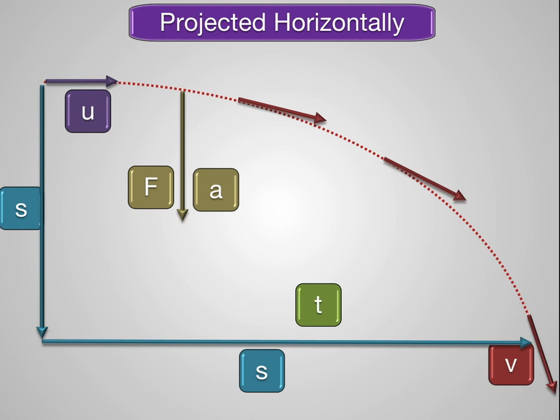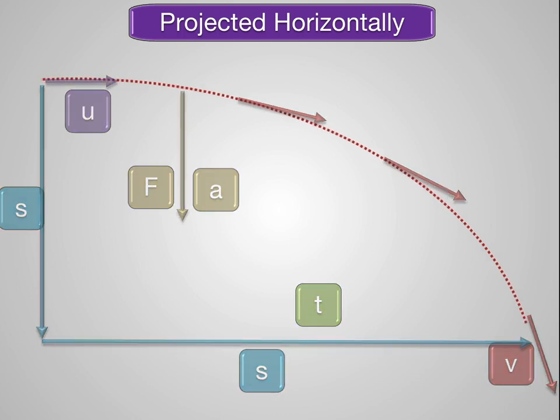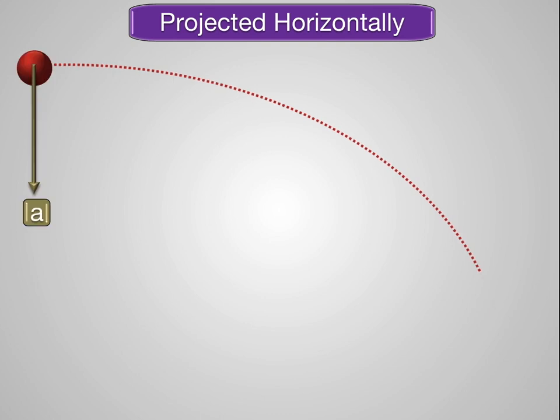In the linear motion topic, all the quantities were in the same line, so it was very easy to use the equations of motion. But here, everything has different directions. So what are we going to do? Before going to the equations of motion, let's see how these quantities are going to change during the motion.